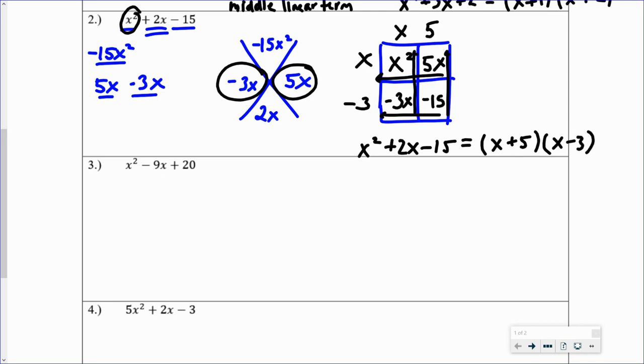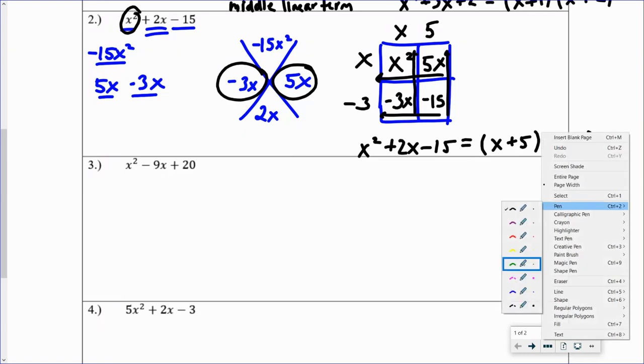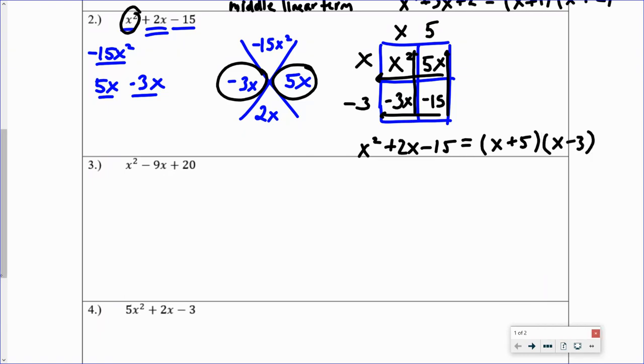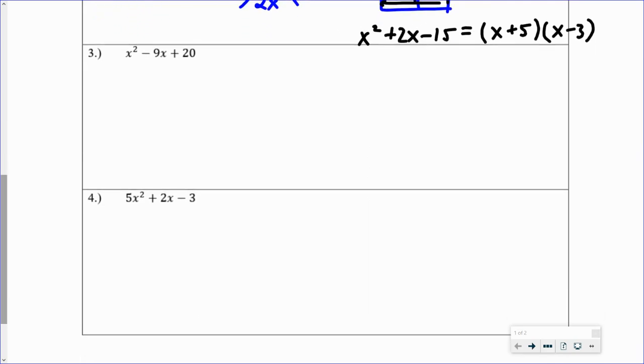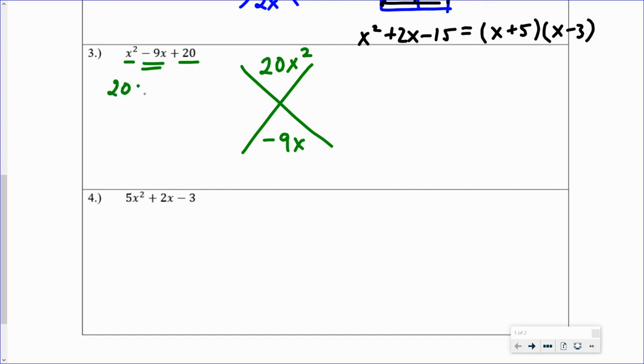Okay, we'll do 2 more real quickly, and then I'm actually going to do 4 more in the next video. So let's do this next one. So again, picking up the pace a little bit, multiply the first term and the last term together, so the constant term and the quadratic, and that gives us a product of 20x squared. And now we need the middle linear term down here. So we're looking for factors of 20x squared that add up to negative 9x.